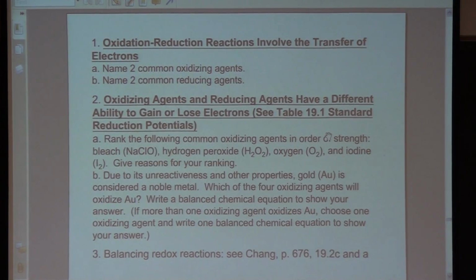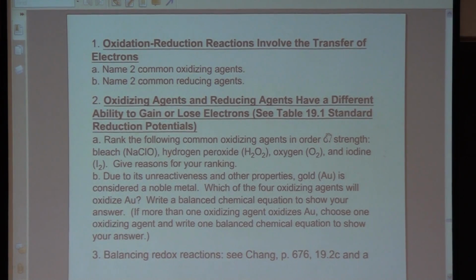So what I would like you to do is to write in your notes 2 common oxidizing agents, 2 common reducing agents. And see if you come up with the same oxidizing and reducing agents as the person sitting next to you.